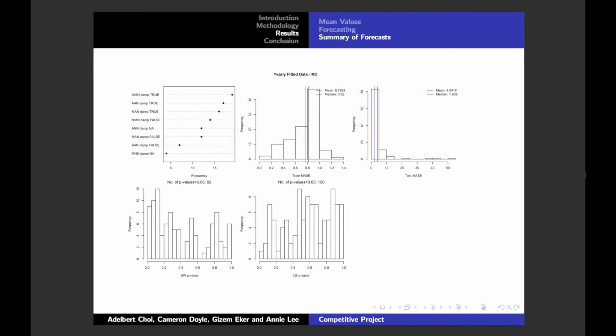Finally, we came to the visual summary of the annual series. The MMN damped true model was the most common model fitted, with 92 of the models passing the Shapiro-Wilk test and 100 of the 101 passing the Young-Buck's test. The MAC values for both the training and test sets were higher than the previous quarterly and monthly series.